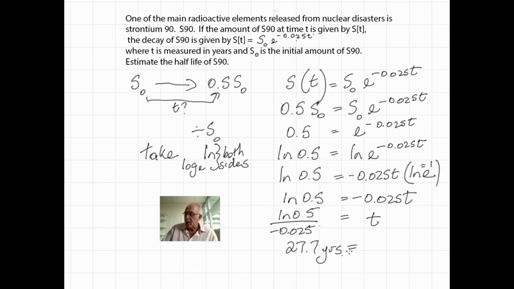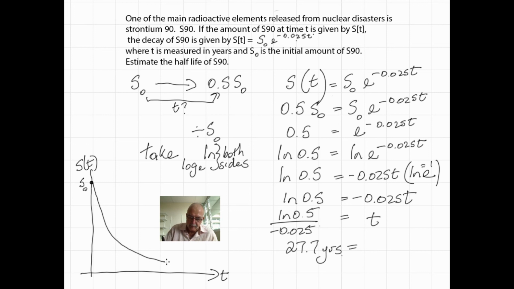Let's just have a look at what that would look like on a graph. So here's my t-axis and here's my S. Now S, or S of t, is the amount that's present. Now we know that the initial amount present was S0, and then after that it decayed away. So that's what our exponential graph looks like when the power is negative. In this case it is, so we get decay.